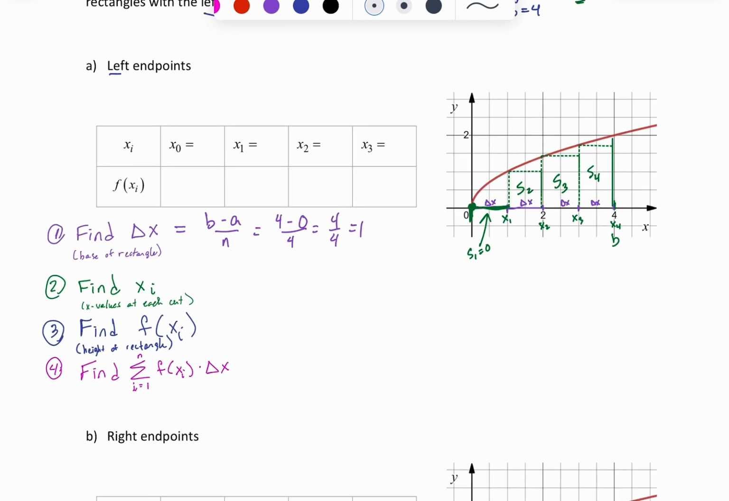So my xi's, I was using the left endpoint each time. So the left endpoint of my first interval is the a, or in this case, 0. The left endpoint of my second interval was 1. So how did I find these? Well, xi is equal to, starting at the a value, add delta x i times. In this case, our a was 0, and our i is an index, and our delta x, that's this 1 that we just found in the previous problem. So that's 1 in this case.